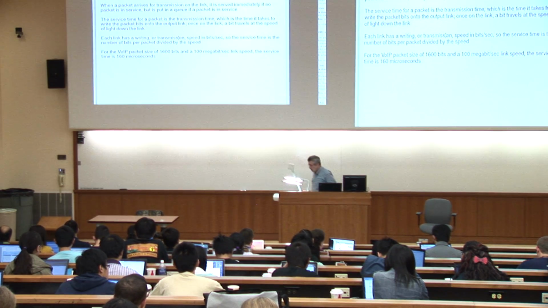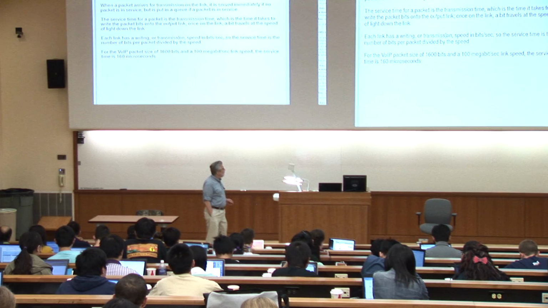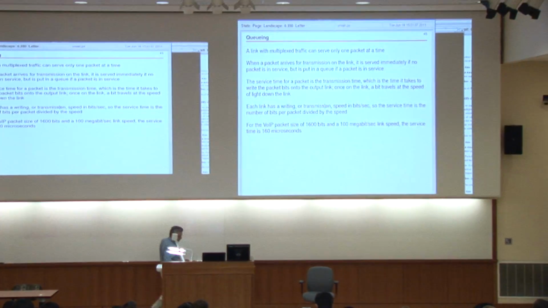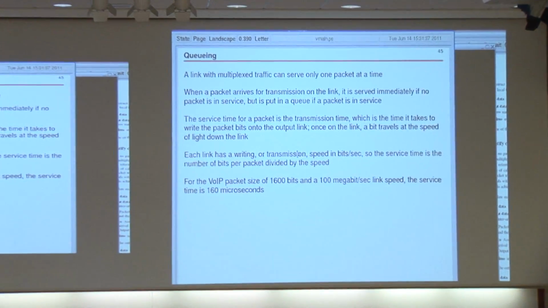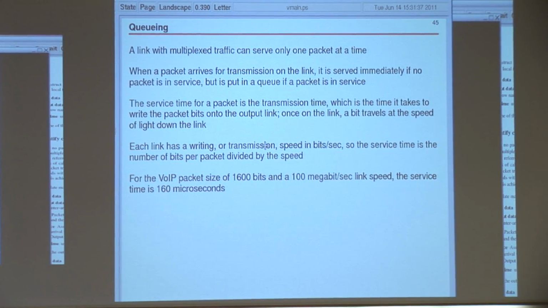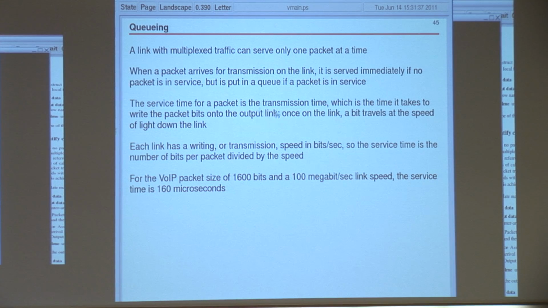Okay, let's get back to the analysis. A link with multiplex traffic can only serve one packet at a time. Well, a link serves one packet at a time, that's it. So when a packet arrives for transmission on the link, it's served immediately if there's no packet in service being transmitted on the link, but it's put in a queue if a packet is in service.